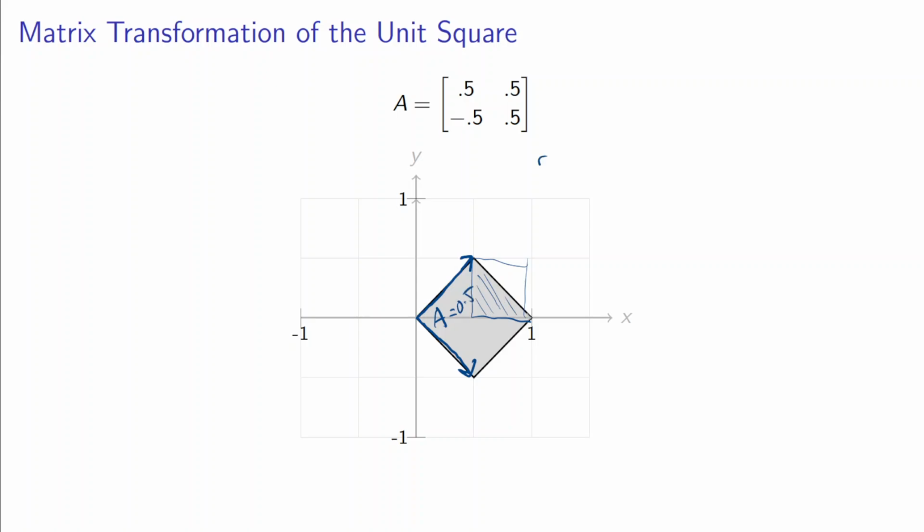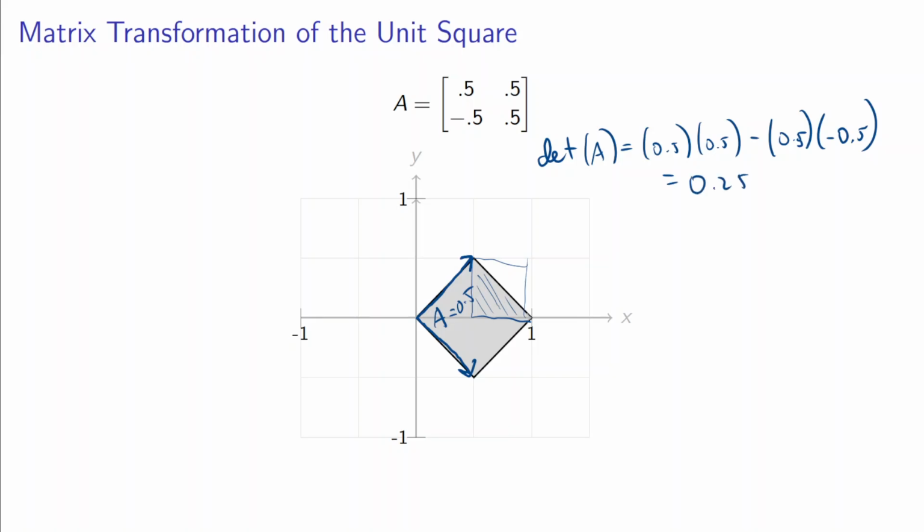And if we were to find the determinant of this matrix up here, that would be 0.5 times 0.5 minus 0.5 times negative 0.5, so that's 0.25, minus negative 0.25, so plus 0.25, so that's 0.5. So again, matching up.